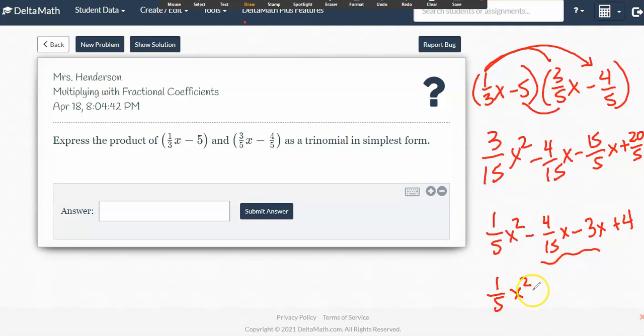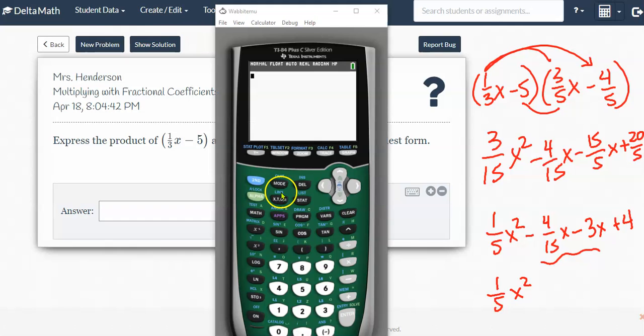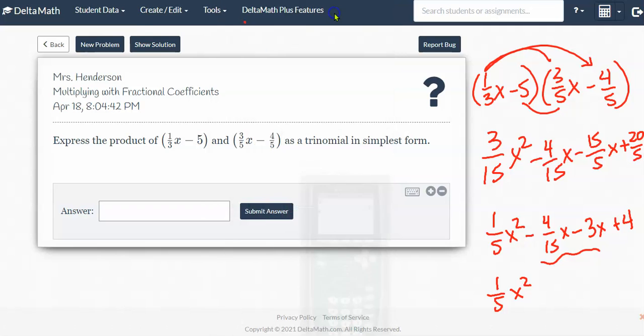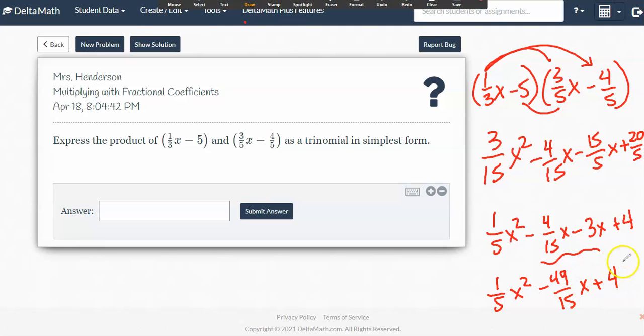So 1/5 x squared, and if you don't know what that is, you can open your calculator and let it do the math for you. So here's my calculator, and I'm going to do negative 4/15 and then minus 3. And I get negative 49/15. Yikes. Glad I had my calculator. That's a lot of work. Negative 49/15 x plus 4.